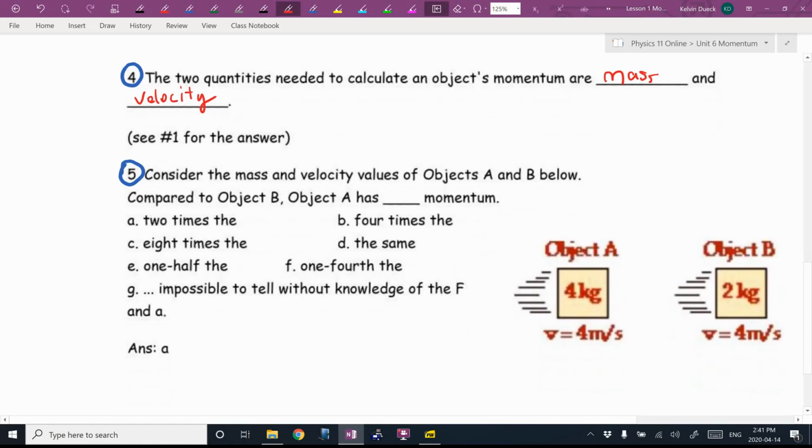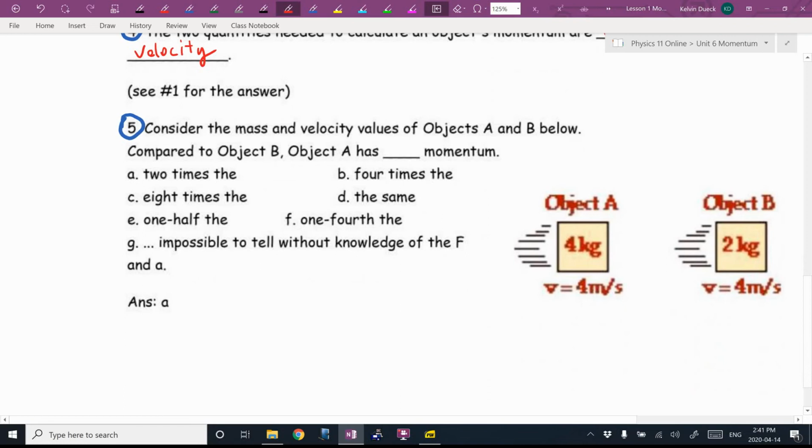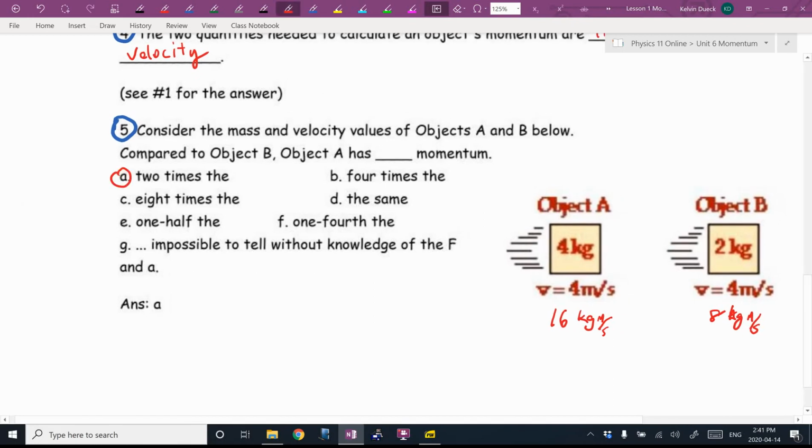Number 5, consider the mass and velocity of object A and B. So object A has a momentum magnitude of 16 kilogram meters per second. Object B has a magnitude of 8 kilogram meters per second, mass times velocity. I don't know about the direction, but the magnitude is all this question is asking about. So it looks like object A has 2 times the momentum.